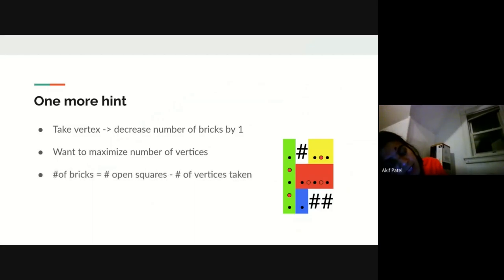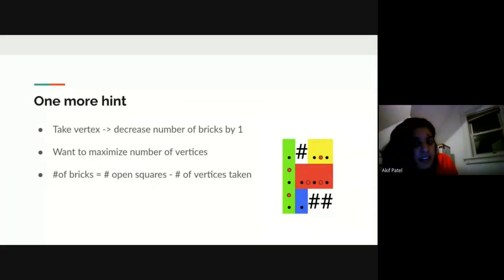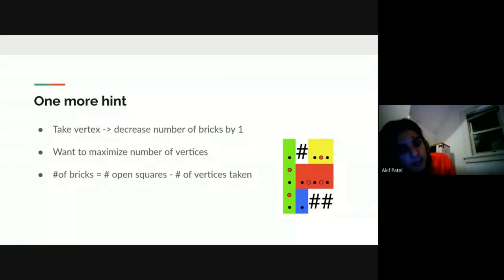And so our answer is going to be the number of open squares minus the number of vertices that we take. So in the worst case, if we took no vertices, they would all be in separate bricks. Each would be like the blue brick here. But by taking some vertices, we reduce the number of bricks by one.